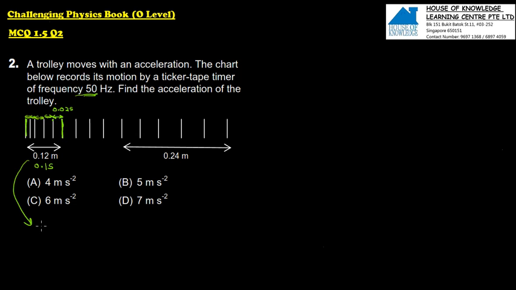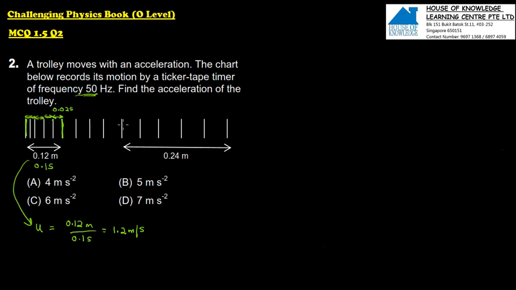So from here, we can instantly determine the initial velocity, which is 0.12 meters divided by 0.1 second. So it's 1.2 meter per second. That is the initial velocity.